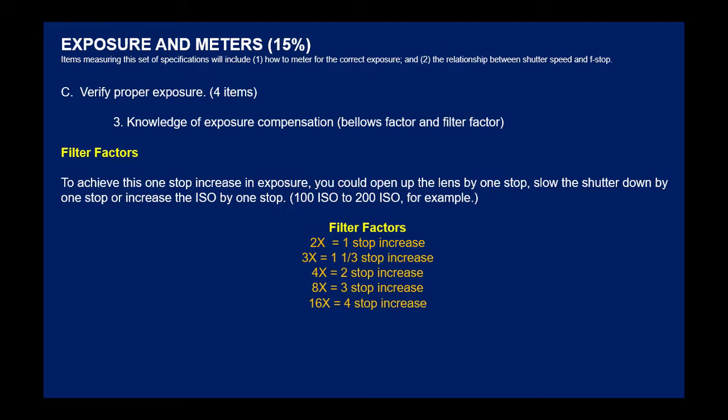Finally, a 16x filter factor represents 16 times the amount of light. Well, 16 times the amount of light is 4 stops. Remember, if you open up from one lens opening to the next larger, that's twice as much. If you open up one more stop, that's 4 times as much. If you open up once again, that's 8 times as much. If you open up one more time, that's 16 times the amount of light. 4 stops. So again, you have the choice of either opening up the lens or slowing down the shutter or increasing the ISO by 4 stops.